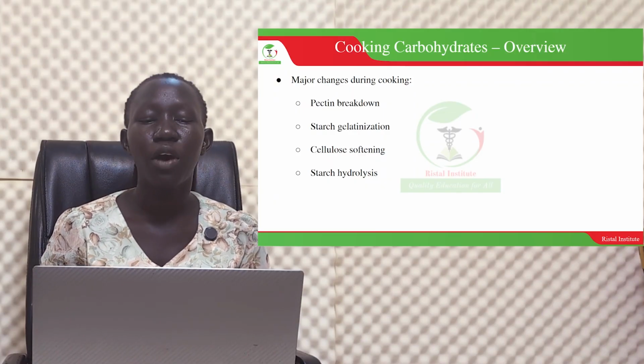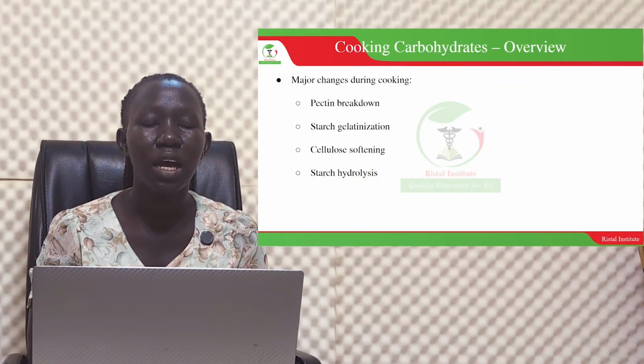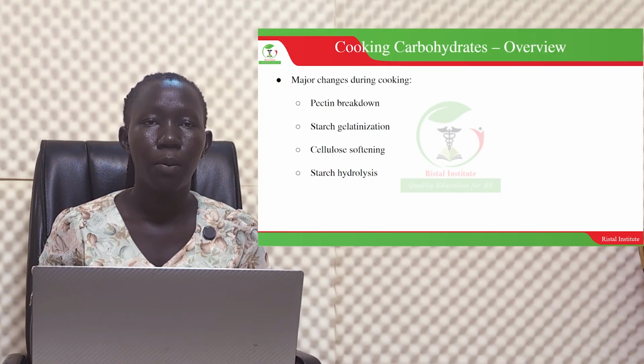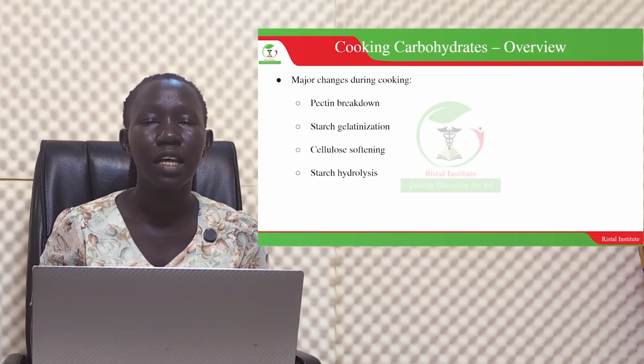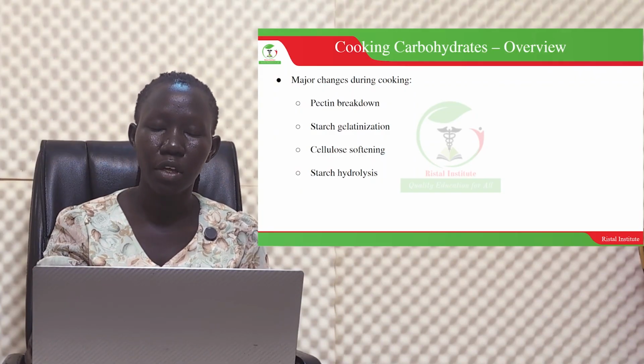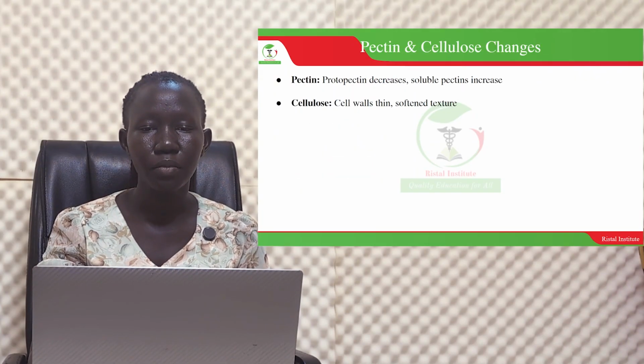During cooking of carbohydrates, one of the major changes that occurs is pectin breakdown. Pectins break down, starch gelatinizes, cellulose softens, and starch also hydrolyzes. These are some of the major changes that take place during the cooking of carbohydrates.